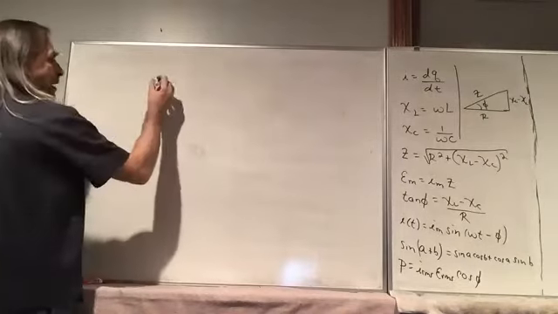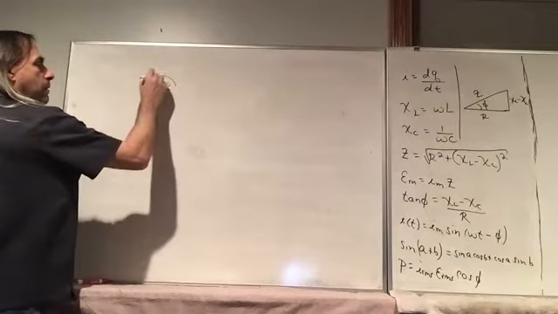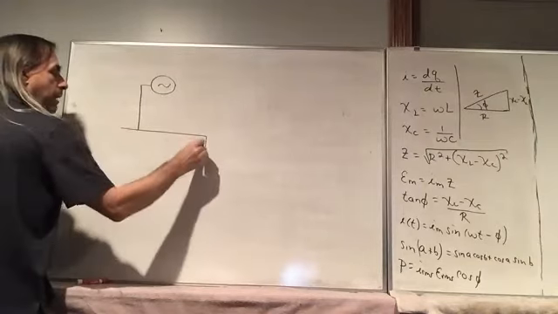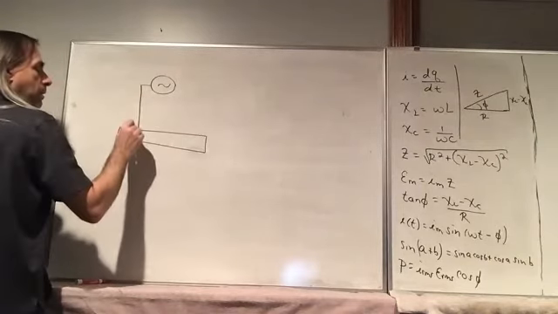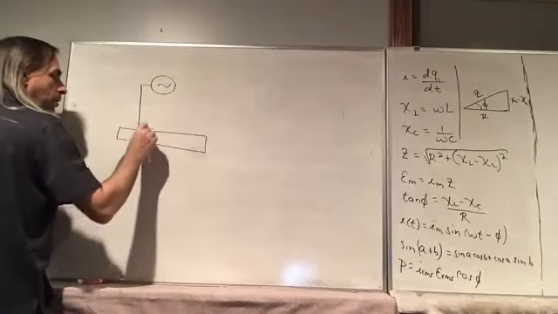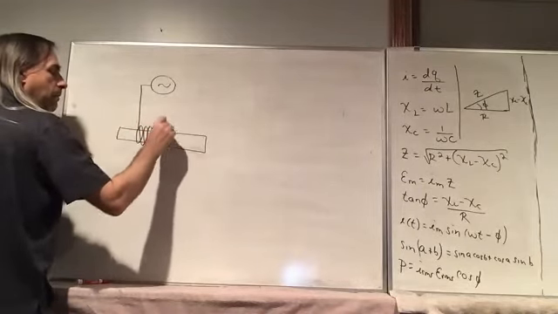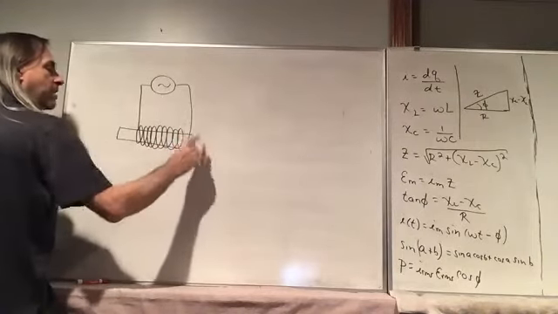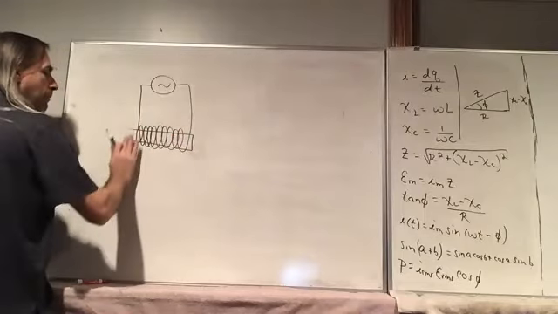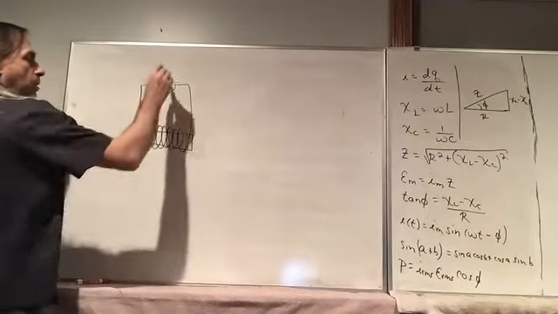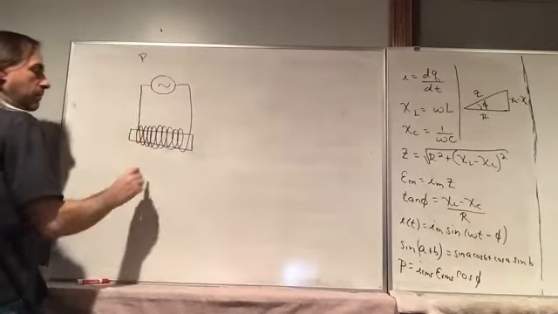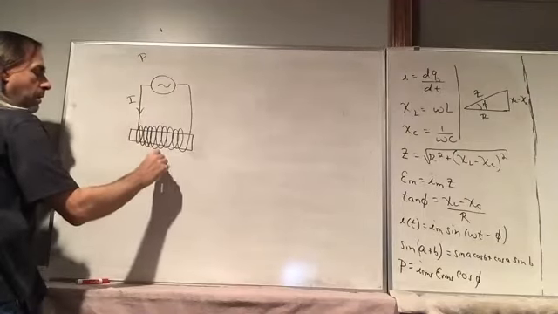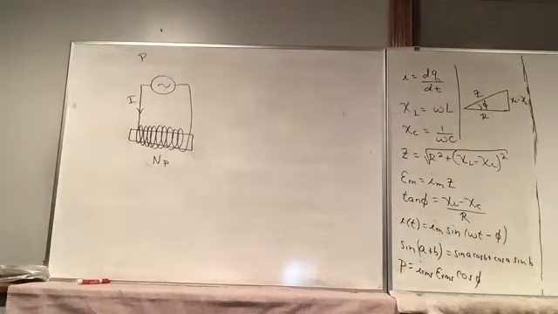So let's say we have a coil. Like we have a cylinder here, and we wrap this coil around a bunch of times. And this one is hooked up to a power supply. So we call this the primary coil. And so we have a current. And let's say NP is the number of turns in the primary coil.